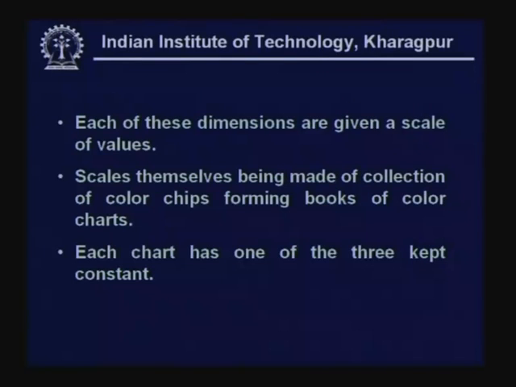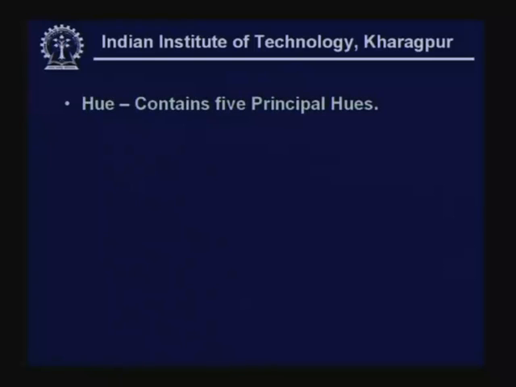When a set of charts is in a particular chart, we find that one of these three is kept constant, that is to say either hue, value or chroma is kept constant. So, the Munsell system, which was used for specifying colors on surfaces during daylight conditions, was the earliest specifying system, and it had the three values, that is hue, value and chroma.